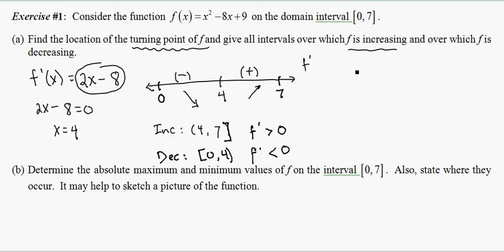Now, it should be obvious then that what our graph looks like is something like this. We can tell that the minimum point is going to occur down here at 4. Of course, whether the maximum occurs at 0 or 7, that is still a large question mark. So let's take a look at letter B.